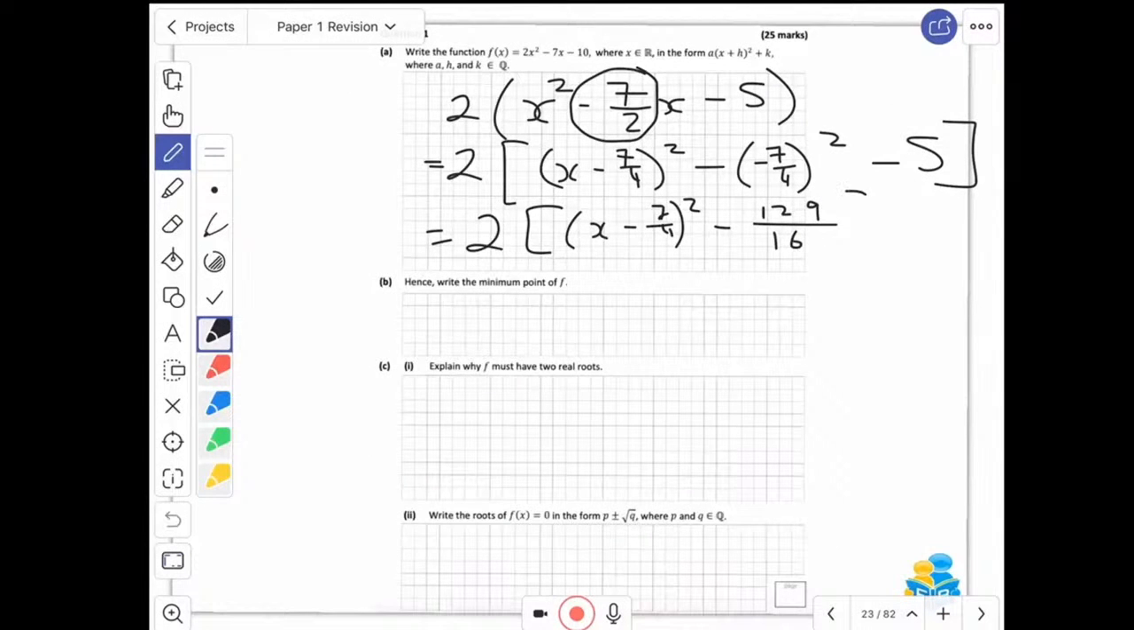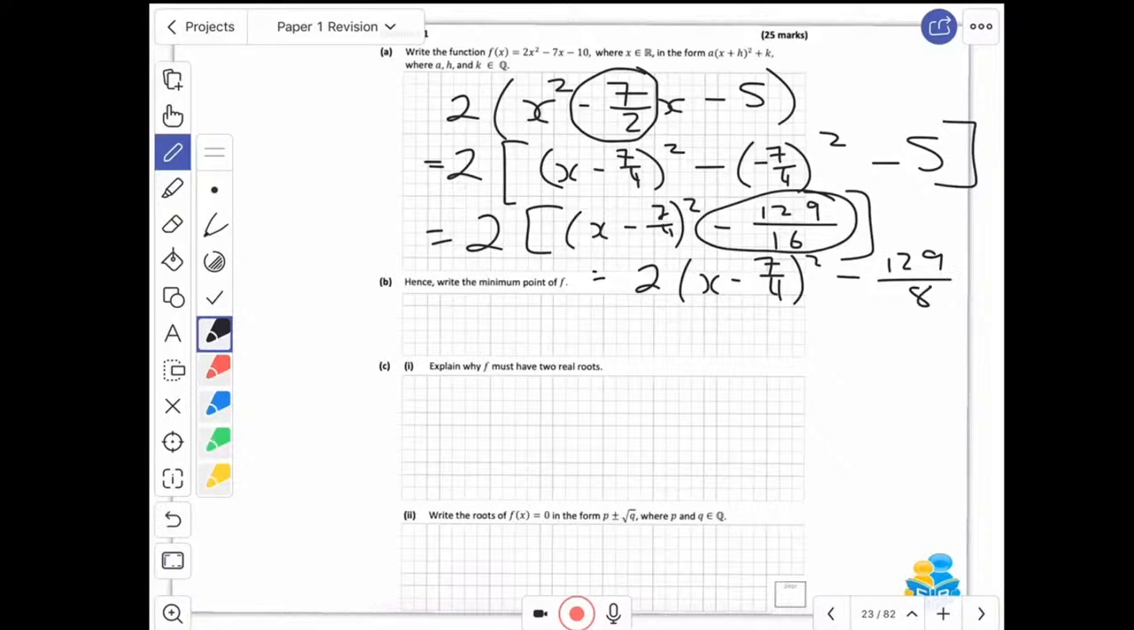Okay, so what I've done there is I've added the two constants together, and then you just need to multiply across by 2 now. So the 2 will just come and sit outside here. So you don't go and do anything with that bracket, but it will multiply by this fraction. So it's going to become minus 129 over 8 because I've multiplied by 2. Now that's an important little step at the end. Because if you didn't multiply the second part by 2, you're not going to be able to answer the next part correctly. So it says, hence, write the minimum point of f.